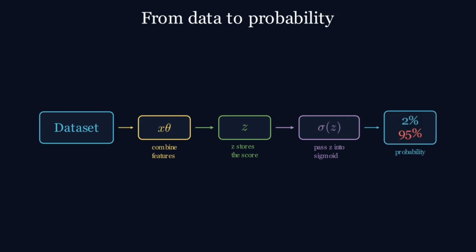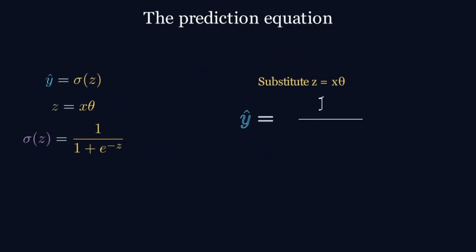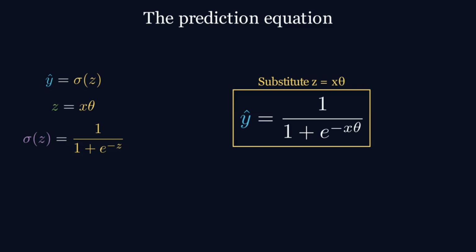0.02, a 2% chance of being malignant. 0.95, a 95% chance of being malignant. So the full model looks like this. y hat is equal to sigma of z, where z is equal to x theta. And that's logistic regression. A score transformed into a probability. Simple, elegant, and surprisingly beautiful.